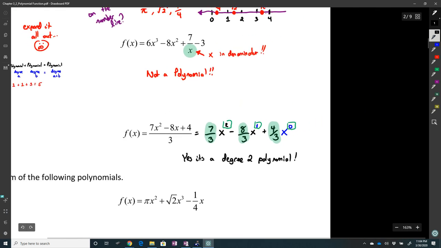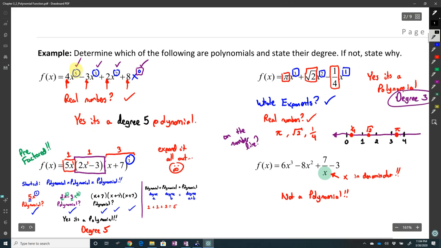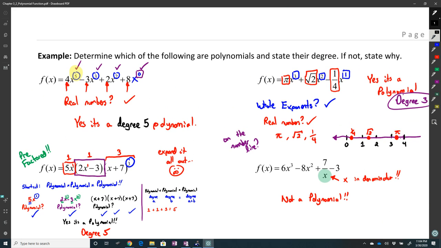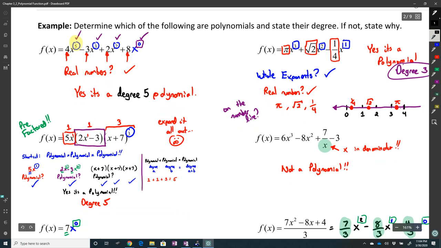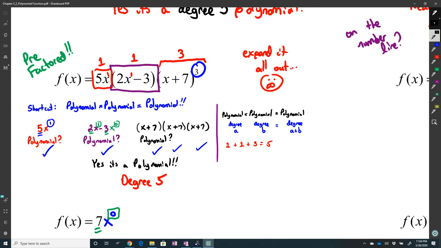All right. So on the homework, they're going to give you some questions like that where they ask you if it is or is not a polynomial. If it is, state the degree. And I think the trickiest one is going to be the pre-factored ones. Because if you really wanted to, you could FOIL the whole thing out. It's just very time consuming. And so the shortcut is just to notice that they're all polynomials.